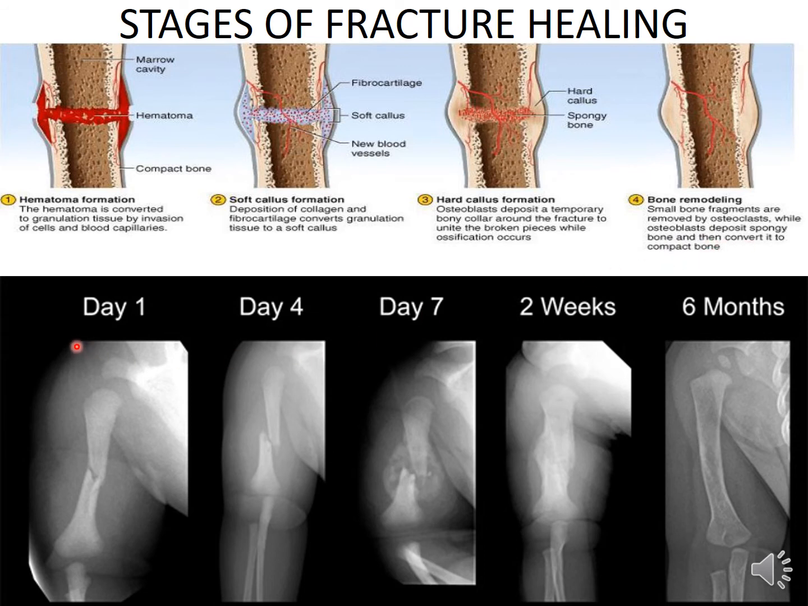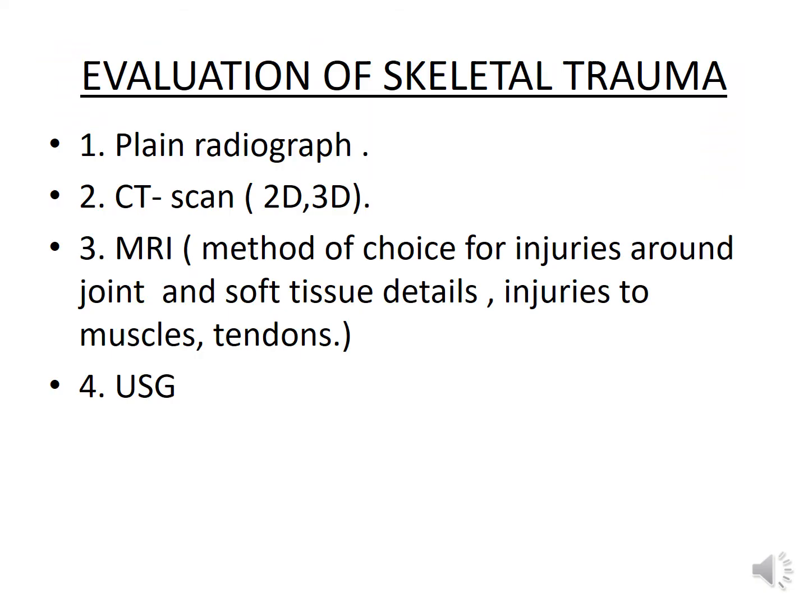So this is day 1, where we can see the bicortical displaced fracture. Day 4, there is formation of hematoma, where we can see the dense areas. Day 7, we can see the soft callus formation. After 2 weeks we can see the hard callus, and after 6 weeks we can see the remodeling. So these fracture fragments get united.